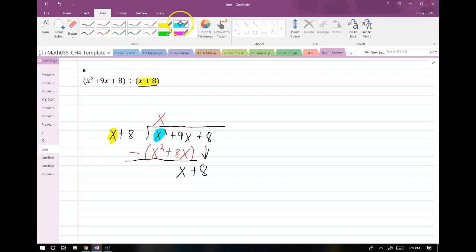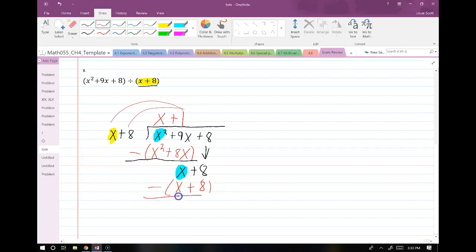So I say, okay, this is my new leading term. What do I need to multiply the term in yellow by to get the term in blue? 1, yeah. Is it a plus or a minus? Plus. So you write plus 1 here. Don't forget that plus sign. Otherwise, it doesn't quite make sense. Now that you have the 1 out there, you multiply this 1 back into your original divisor, and you get x plus 8.